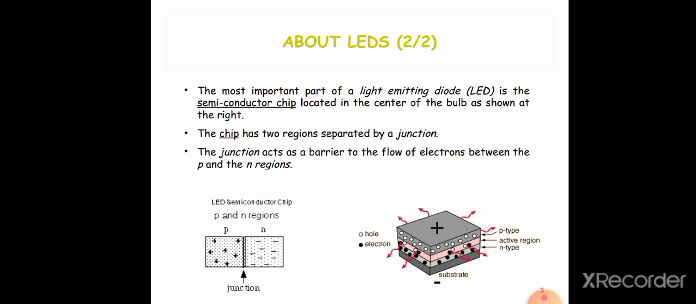This active region is sandwiched between the P type and N type region, and below the N type region there is a substrate. It means the whole assembly is laid on some surface which is called a substrate. The terminal anode is connected to the P type region, and the terminal cathode is connected to the substrate. This is the construction shown in your slide, as well as given in your handwritten notes. Then the principle of operation of LED.